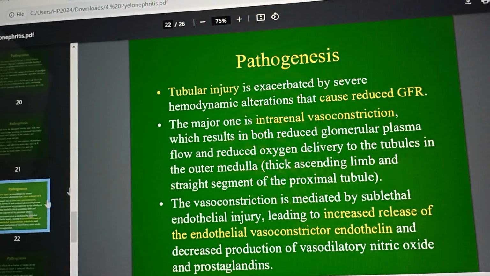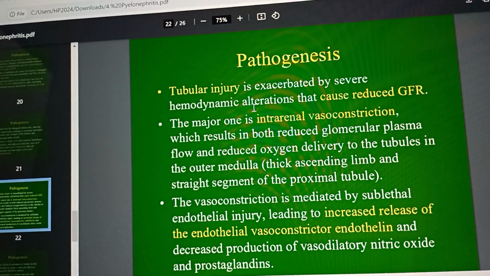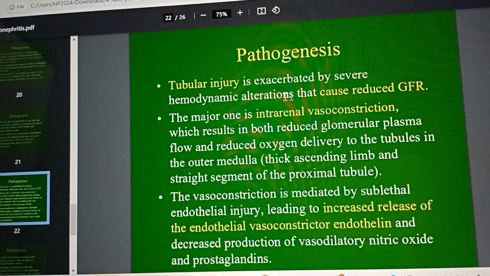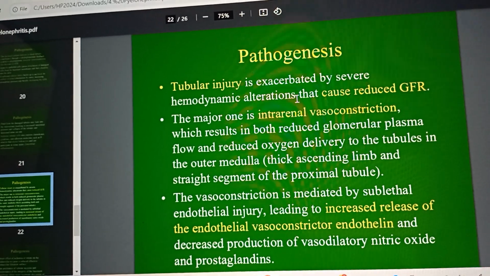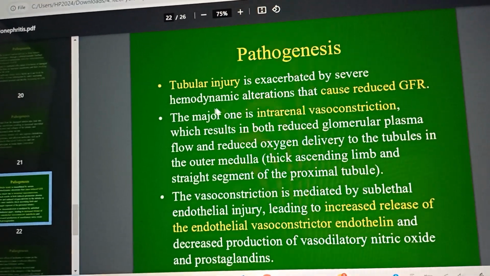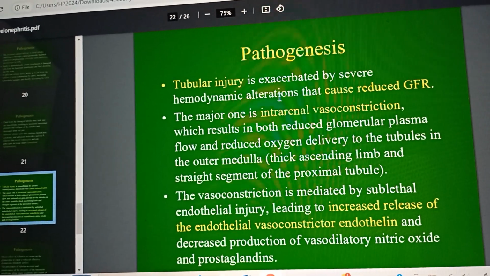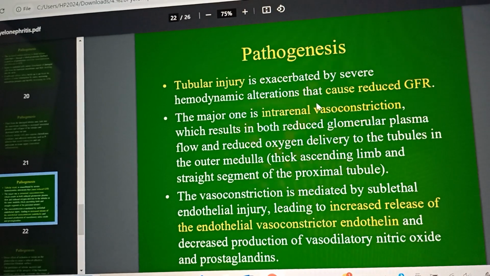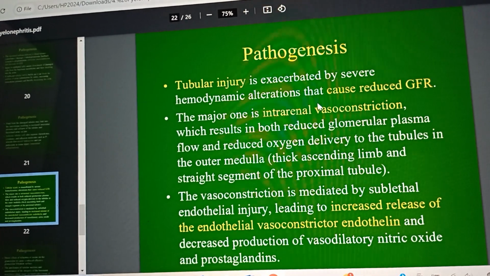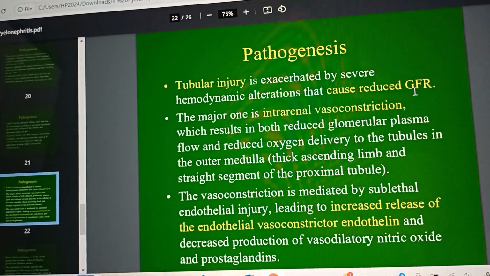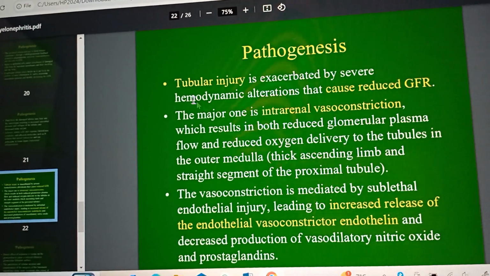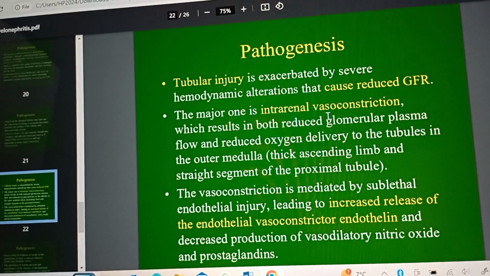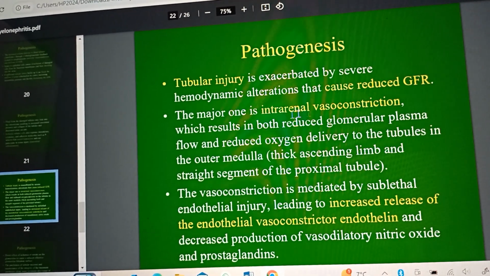So the tubular injury is more aggravated whenever these types of hemodynamic alterations are going on. More sodium is coming to the distal tubule, causing arteriolar vasoconstriction, causing more tubule damage, causing the tubular cast to block the urine output, which is reducing the GFR, right? The most major problem, whenever the tubules are injured, is intrarenal vasoconstriction, right?